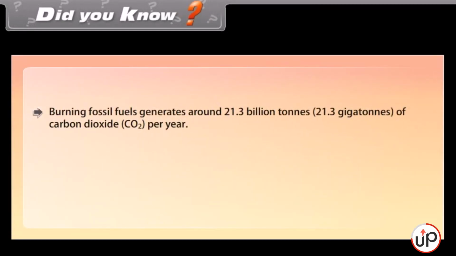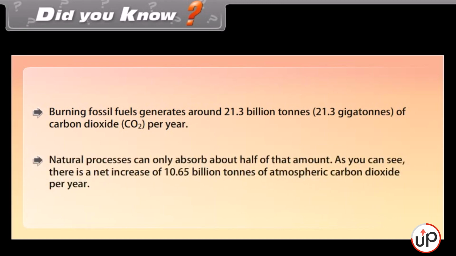Did you know? Burning fossil fuels generates around 21.3 billion tons, 21.3 gigatons of carbon dioxide, CO2, per year. Natural processes can only absorb about half of that amount. As you can see, there is a net increase of 10.65 billion tons of atmospheric carbon dioxide per year.